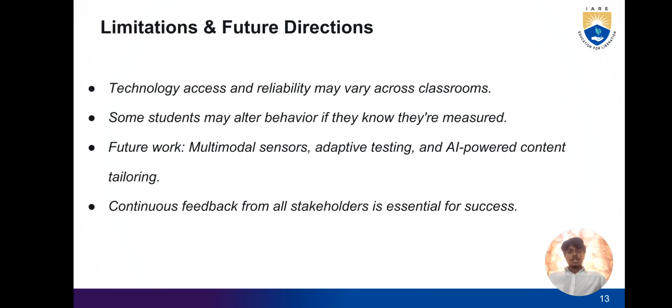Limitations and future direction. Technology access and reliability may vary across classrooms. Some students may alter behavior if they know they are being measured. Future work: multimodal sensors, adaptive testing, and AI powered content tailoring. Continuous feedback from all stakeholders is essential for success.